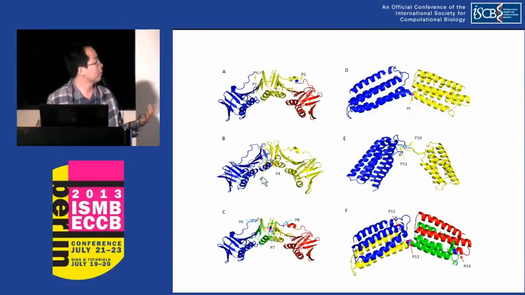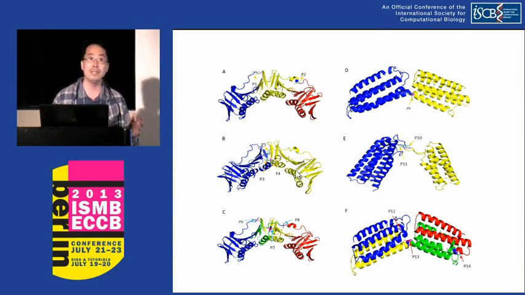Some errors may be caused by template inconsistency in domain definition. Here is an example. This is a query sequence. This is the homologous template. They have different domain definitions. The final result is wrong.